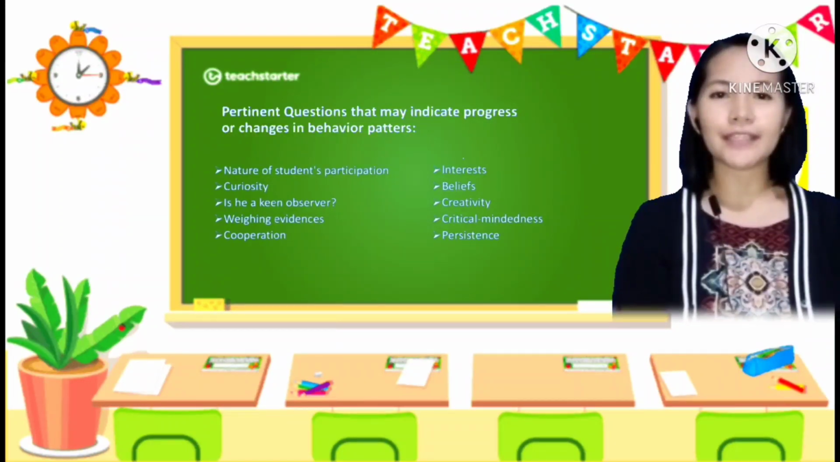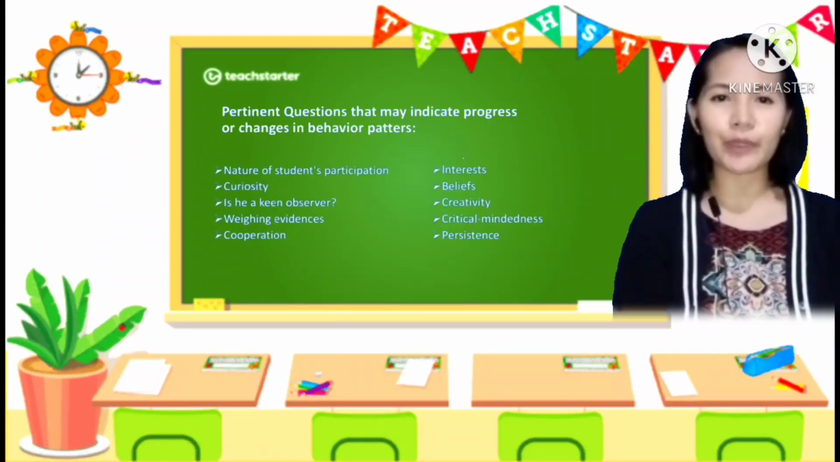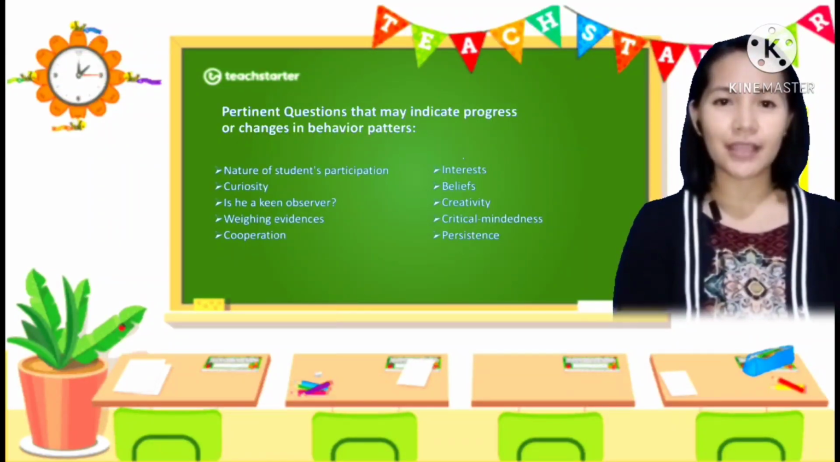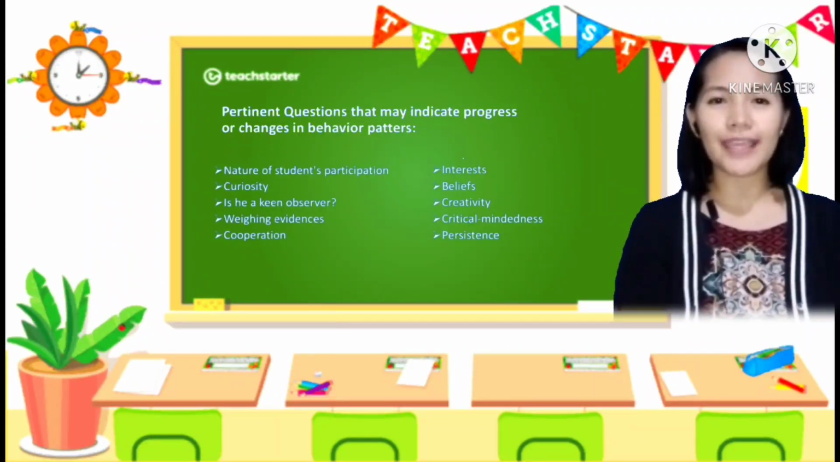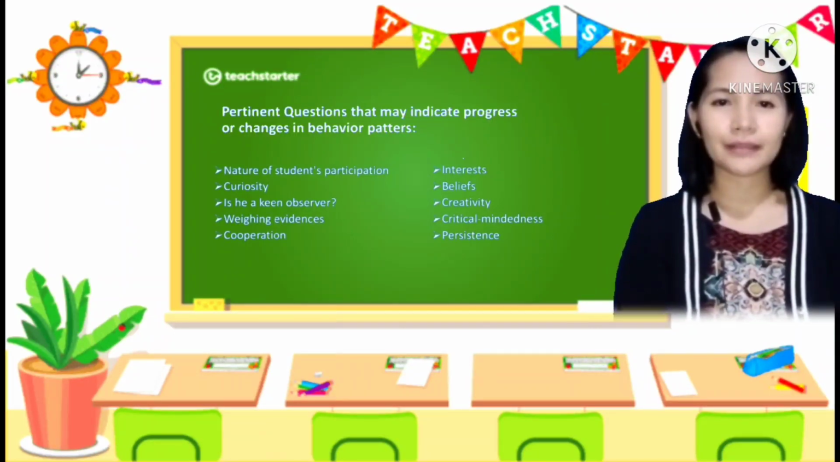The first question is the nature of a student's participation. Here, we are able to know if our student is participating in our class discussions. Does he take any active part in discussions? Or does he ask thought-provoking questions? The second one is curiosity. Is he curious about things in the environment? Or does he love nature?